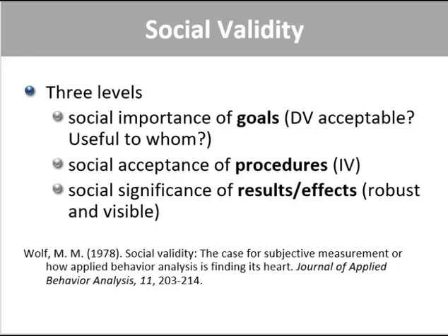Social validity is the way that we assess whether and for whom our study carries social significance. According to Wolf, there are 3 dimensions or levels or facets to assess. Number 1, are the goals socially important? That is, is the dependent variable acceptable and useful? To whom? Number 2, are the procedures, the independent variable, socially acceptable? And 3, are the results and effects robust and visible? Do they offer social significance?